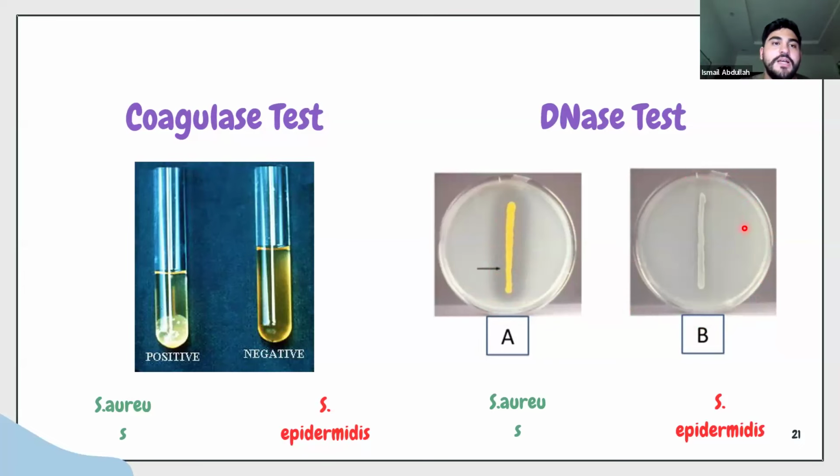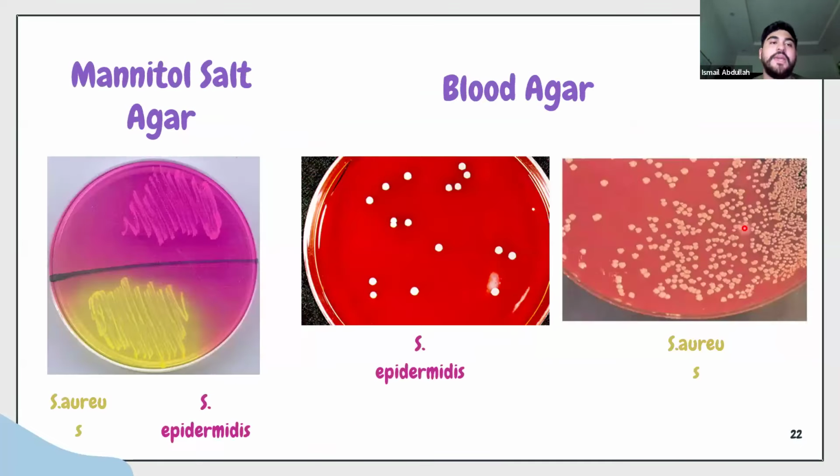Moving on, we have the mannitol salt agar, which I believe I already discussed. Staph aureus is going to ferment mannitol, so it's going to turn from pink to yellow or gold. The epidermidis is just going to remain pink. And on blood agar, Staph aureus is going to have, again, a goldish appearance. These colonies are going to be goldish. Staph epidermidis is just going to have white colonies.